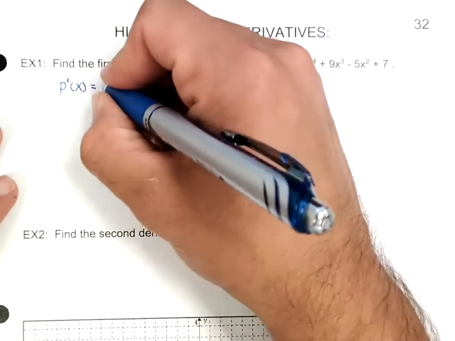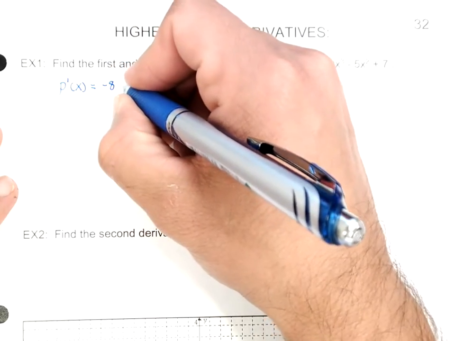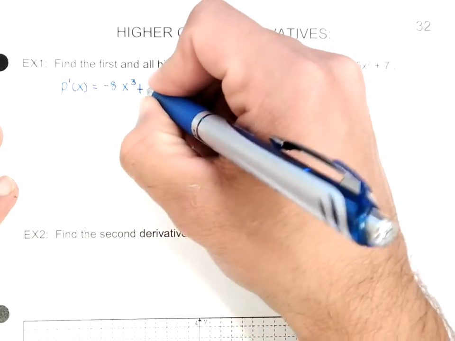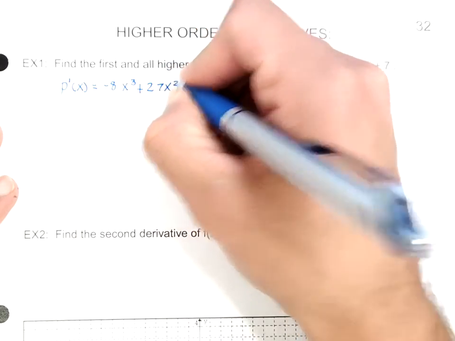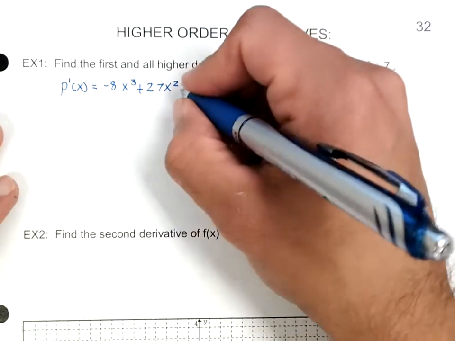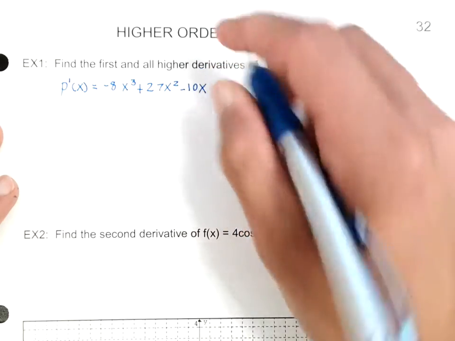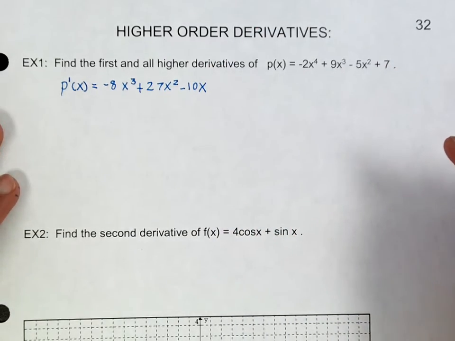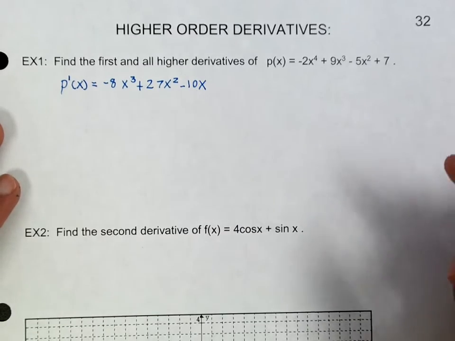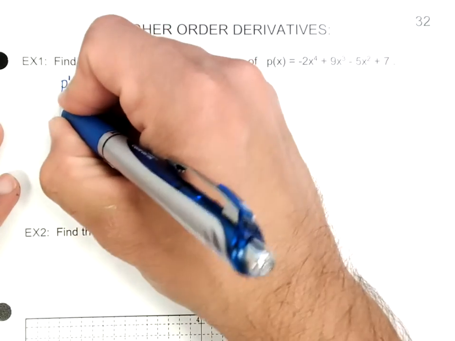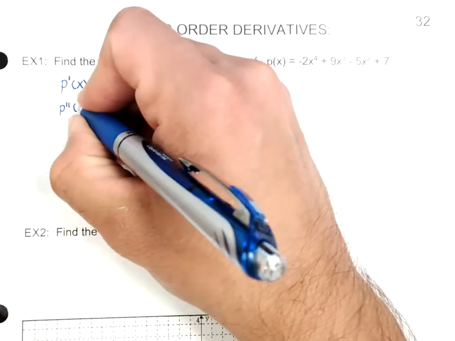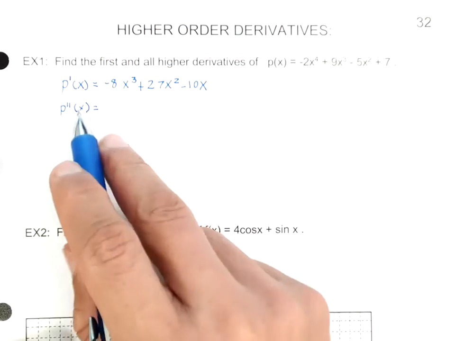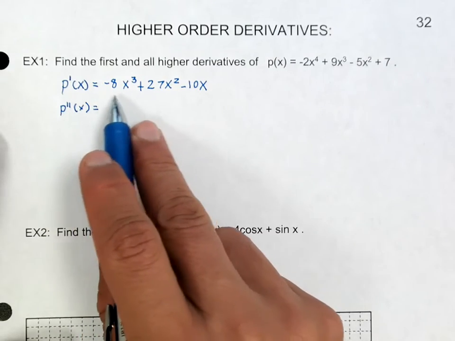So this would be negative 8x cubed, let's see, plus 27x squared minus 10x, and then the derivative of 7 is 0. Okay, so now what they mean by higher derivatives is, for example, if I take the second derivative, the second derivative will just be the derivative of this function.